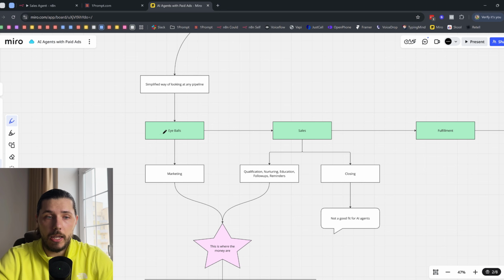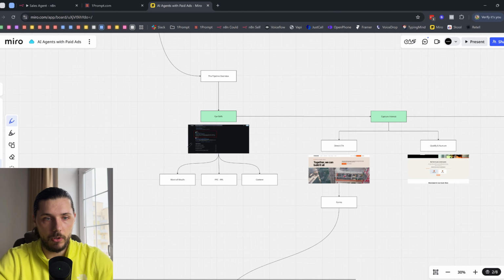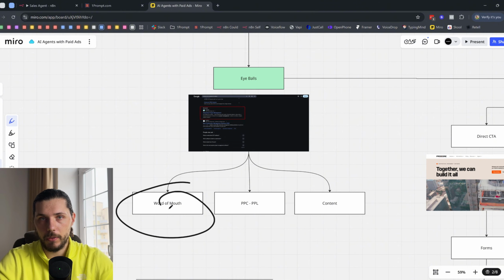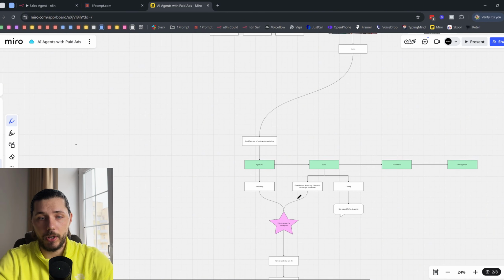What we're talking about is the eyeballs and the sales. Eyeballs is basically the marketing. So these are the marketing channels. If you go to B2B, it's word of mouth, which is kind of sort of marketing, PPC marketing, content marketing, or Facebook marketing through different social media accounts. Okay.